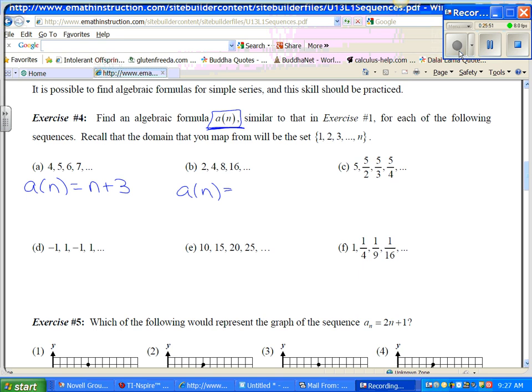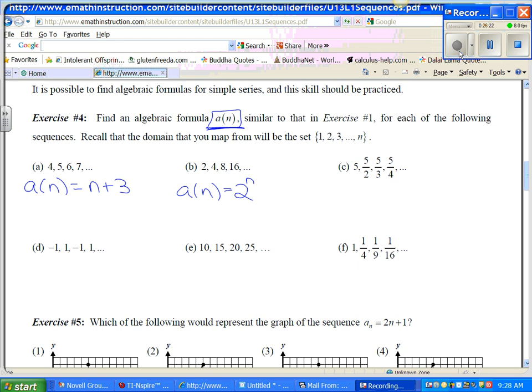What is repeated multiplication? What's repeated multiplication, guys? Exponents, right? So we're talking about exponential here. What's the base? What am I going up by? What's the base? 2 to the first power is 2. 2 to the second power is 4. 2 cubed is 8. 2 to the fourth is 16. So that works.